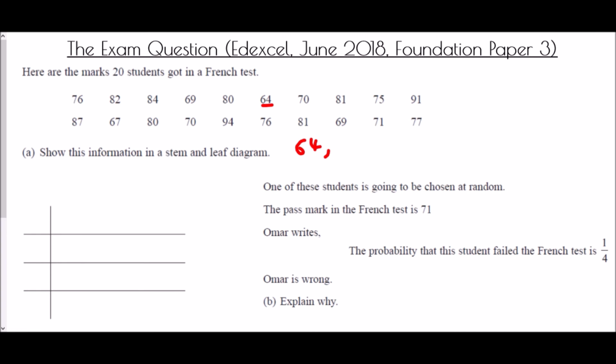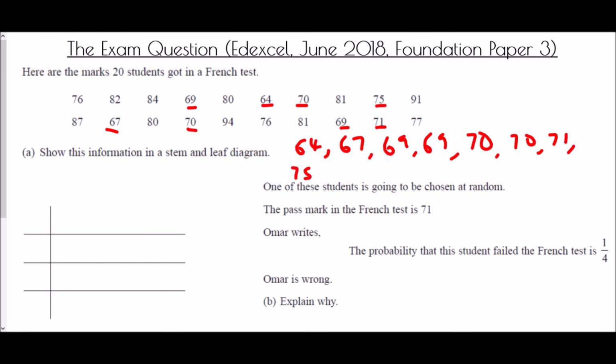If I look into the 60s, I've also got a 67, I've got the number 69 and 69 again, and then that's all of the 60s. So then into the 70s I have the number 70, another 70, I have 71, next up would be 75, 76, 76 again, 77, that's all of the 70s.